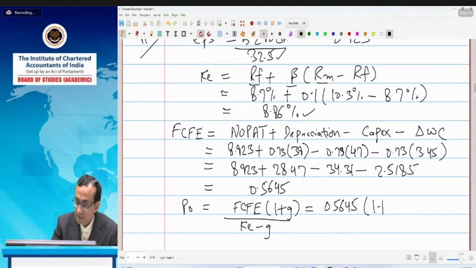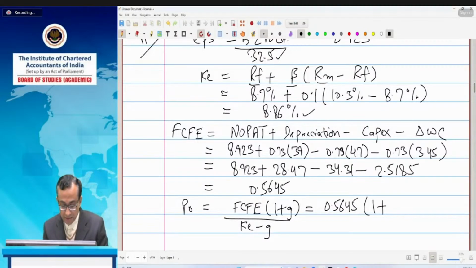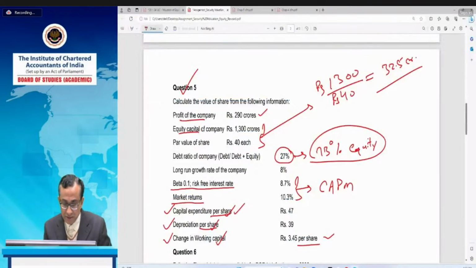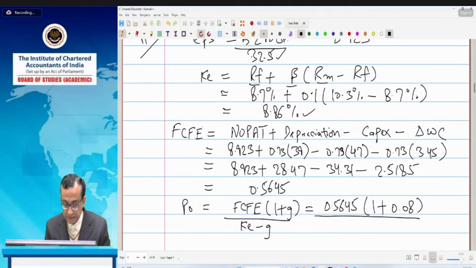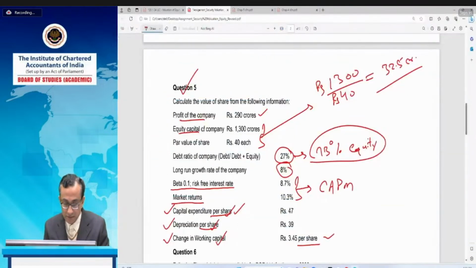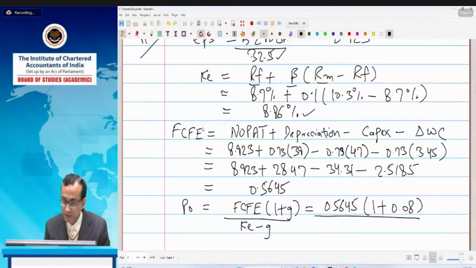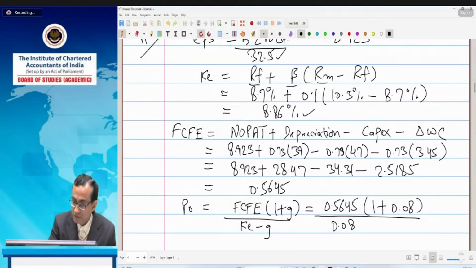multiplied by 1 plus growth rate. Growth rate is given 8%. So 0.08 divided by KE minus G. Discount rate, we have calculated the discount rate. It is actually coming to 8.86. So 0.0886 minus growth rate 0.08.